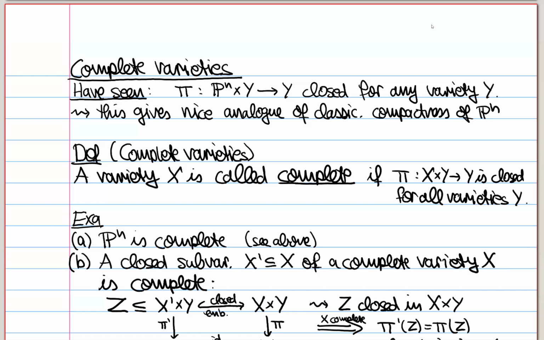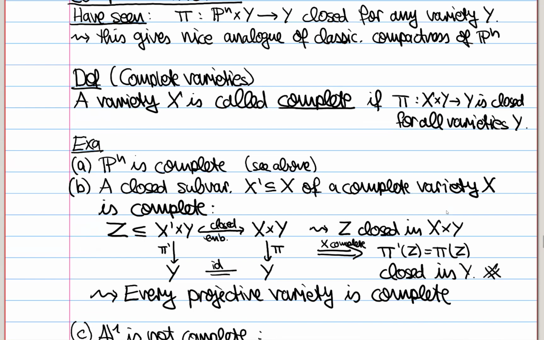So in the last video, we talked about closed maps, and we saw that this projection from P^n × Y to Y is such a closed map for any variety Y. And so this gives us some intuition that maybe P^n has some nice analog of classical compactness in algebraic geometry. And the correct definition here is to just take this property and say that a variety X is called complete if this projection map from X × Y to Y is closed for all varieties Y. And then, of course, by what we saw last time, P^n is complete.